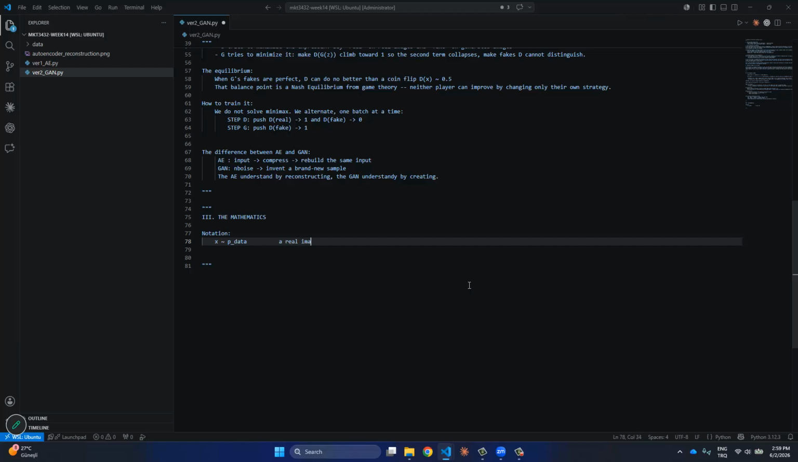A real image drawn from the data distribution. And Z is drawn from PZ. What's the meaning of this? This is a noise vector. PZ is the normal distribution with the mean value of 0 and covariance I.